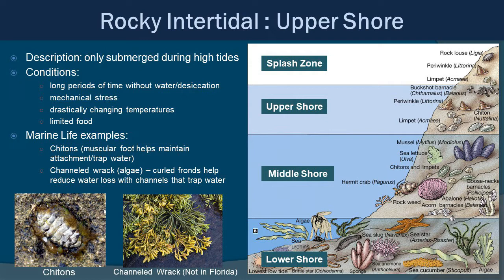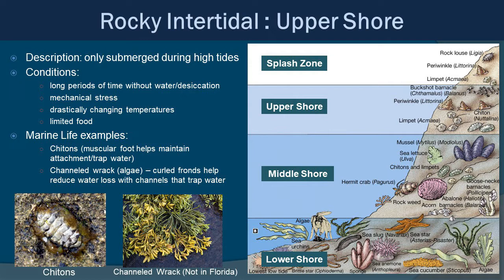And when we talk about marine life that lives here, there are a couple of examples. For example, we've got the chiton, which has a muscular foot that helps it maintain its place in that back and forth water situation. There's a picture of that on the bottom left. It's this eight-segmented shell. It's got little furry stuff around the edges. It's kind of neat looking.